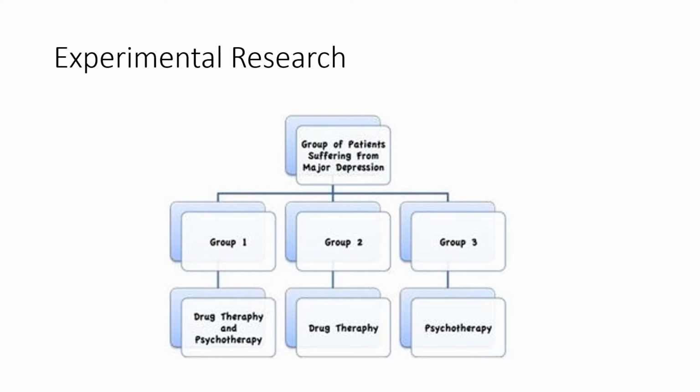Random assignment is very important in experimental research because it really reduces the chance of bias. If I'm assigning people to a group randomly, then I know that there's not something already inherently present within that group, like group 1 in this example, that may cause them to respond differently to drug therapy and psychotherapy than, say, someone who is not randomly assigned. So random assignment is very important when we're thinking about experimental research. That helps to remove that bias.